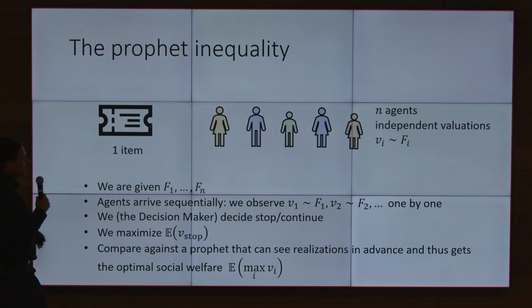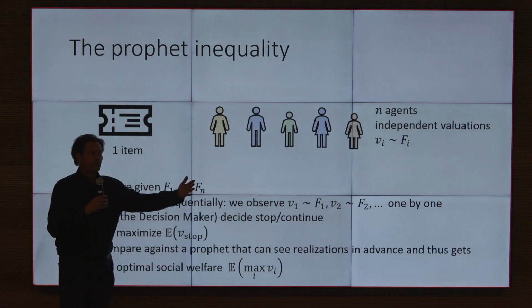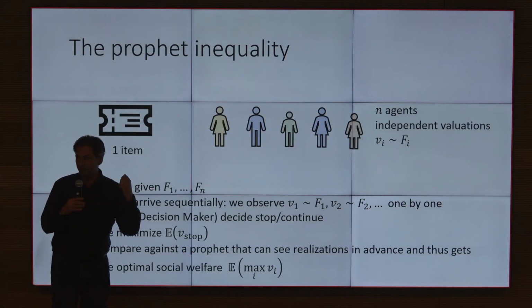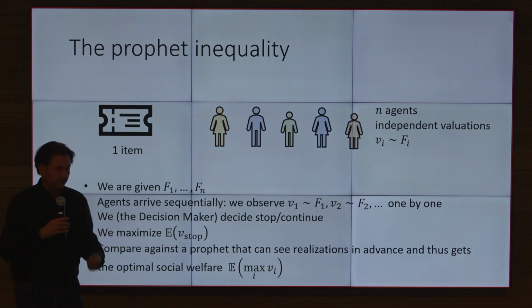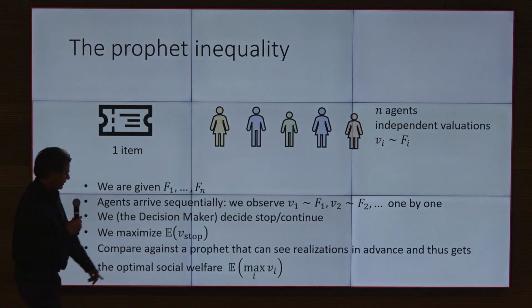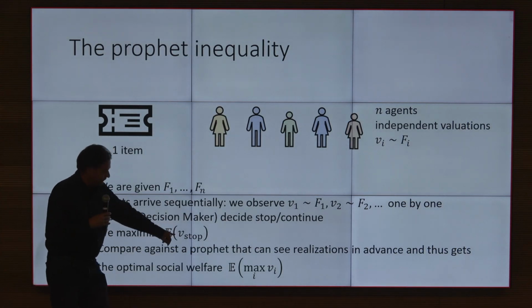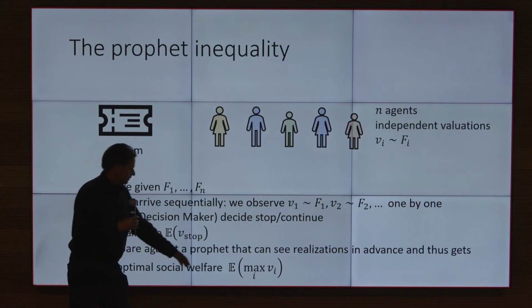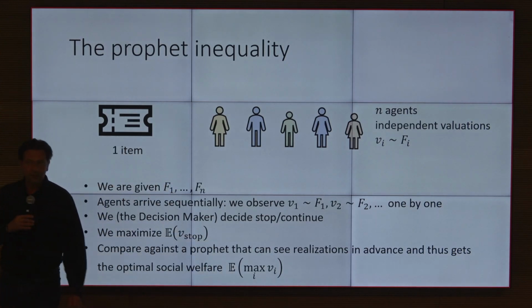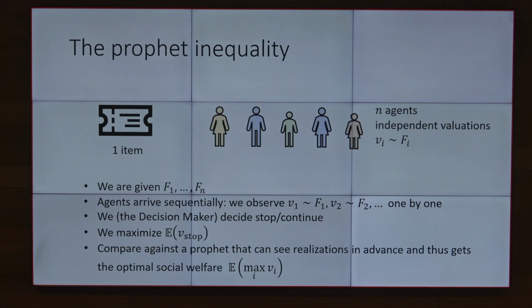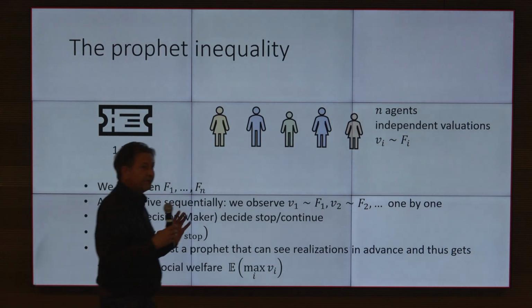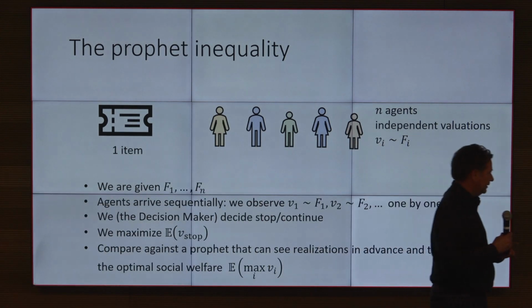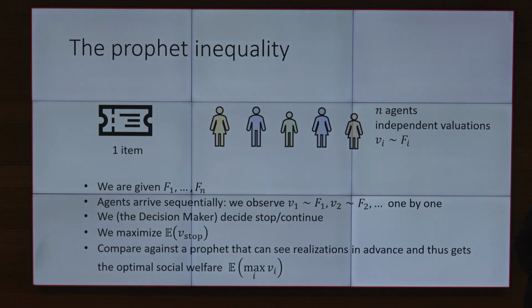The prophet can actually see all the valuations beforehand and just picks the maximum. Okay? So we want to compare the expectation of what we get, of what our online algorithm gets, to the expectation of the maximum valuation. Okay, so this is the prophet inequality problem, the basic one.